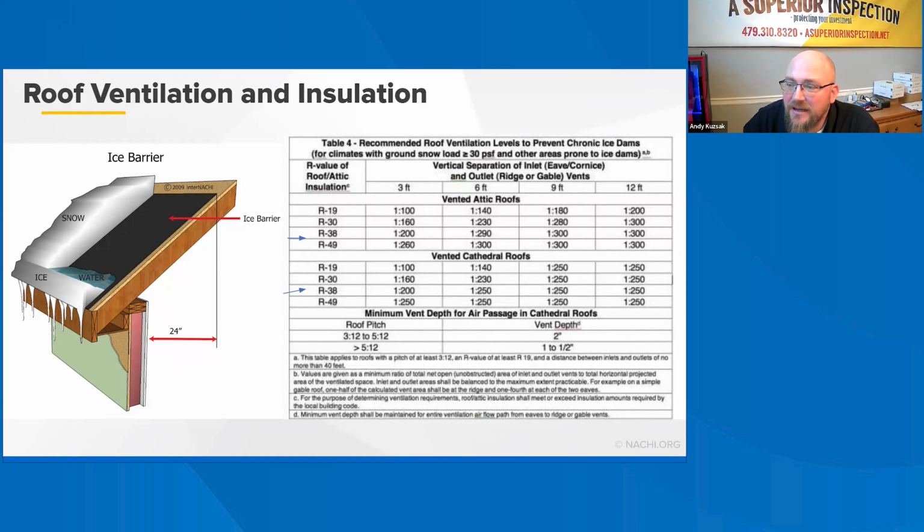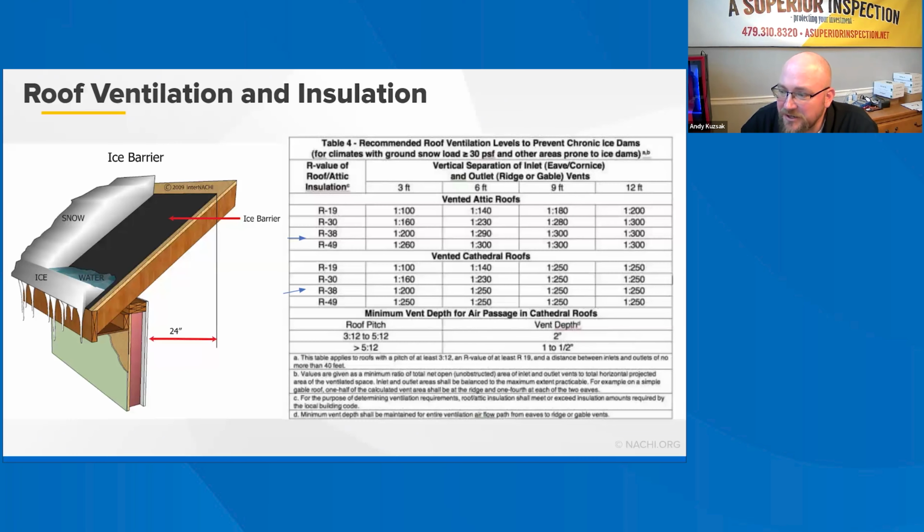So if significant conditioned air escapes into the attic through bypasses, such as can lights, which are one of the worst locations, the attic ventilation will not be capable of preventing the warming of the roof decking and subsequent ice dams. Therefore, air sealing air leaks between the house and the vented attic is essential to making the attic ventilation work.